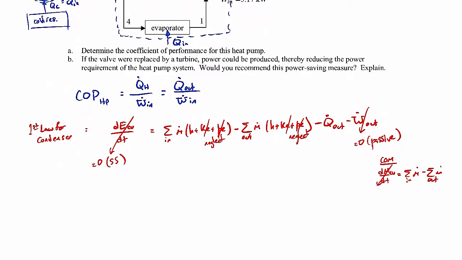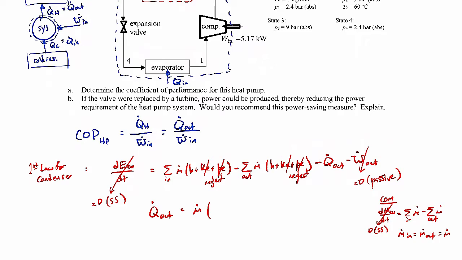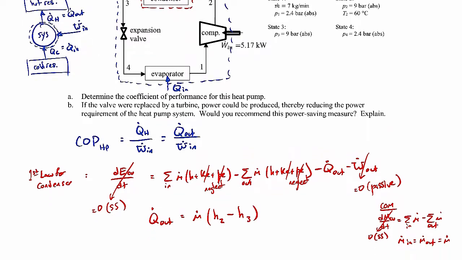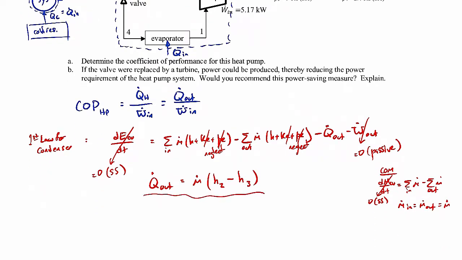What you'll find is, again, because it's steady state, the left-hand side goes to 0, and you'll get m dot in is equal to m dot out, which is just m dot for convenience. So when we simplify and rearrange our first law, we'll get q dot out is equal to m dot times h in minus h out. I'm sorry, I messed that up. The inlet part is h2, and the outlet is h3. So that's our expression for q dot out.